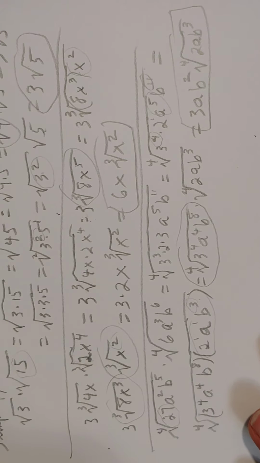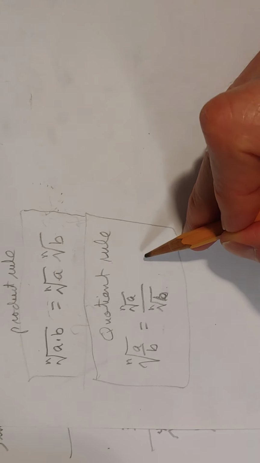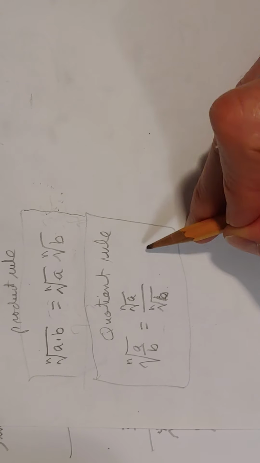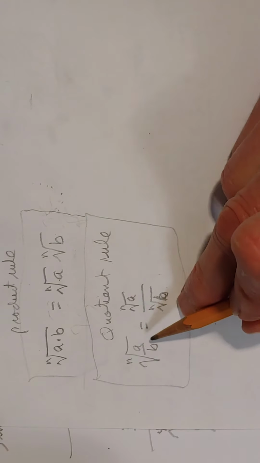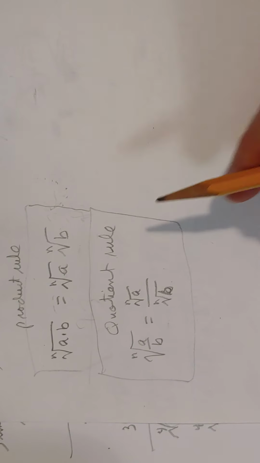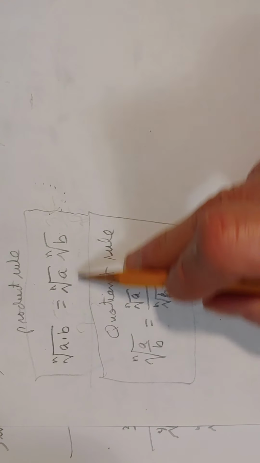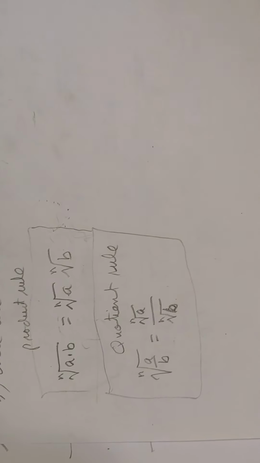Now the other property that we're going to use to help us simplify is the quotient rule. We went over it at the beginning of this video, where I mentioned it. Here it is. The nth root of a over b is the nth root of a over the nth root of b, as long as everything is defined. And you can change the left side into the right side or the right side into the left side, just like with the product rule. Whatever helps you simplify.